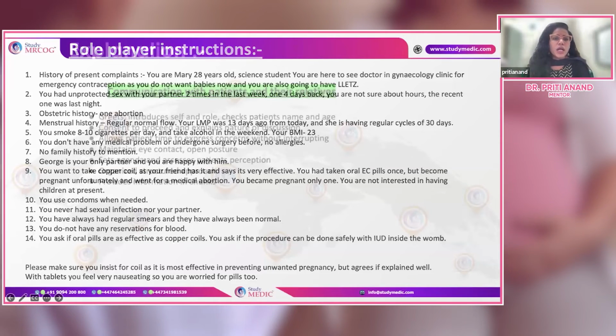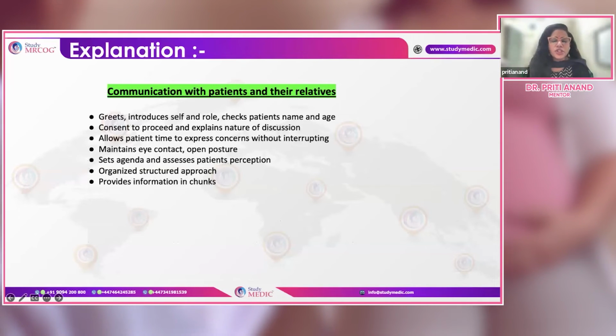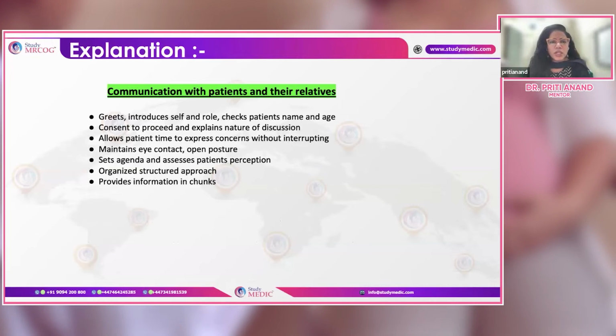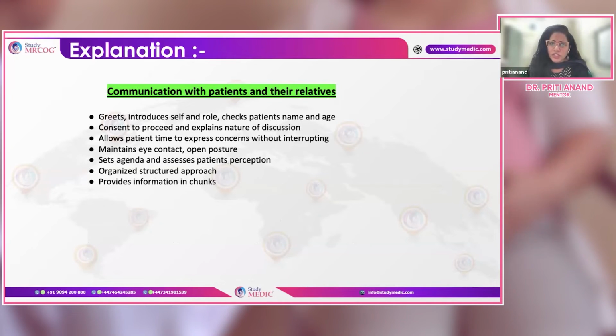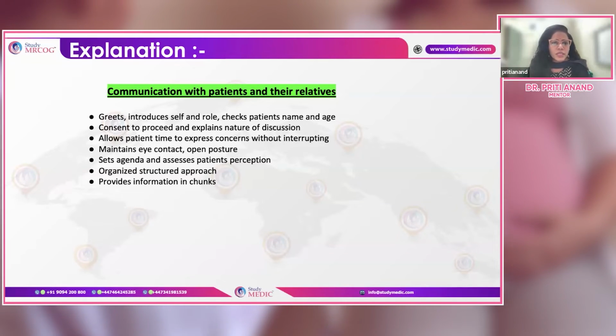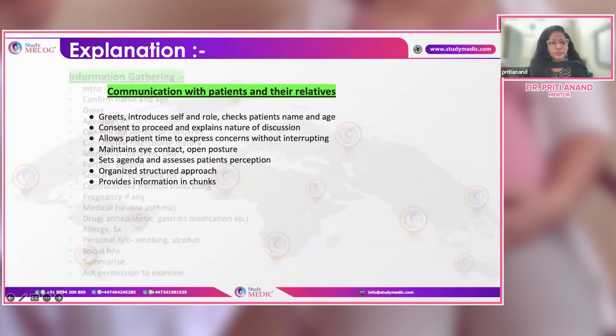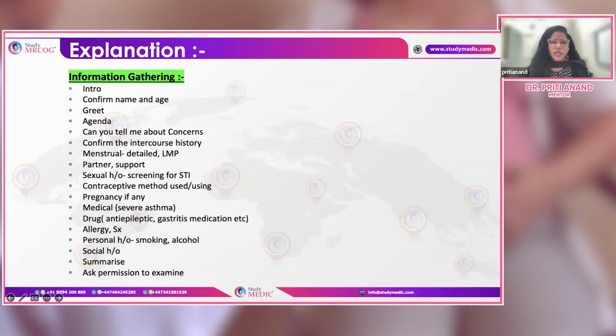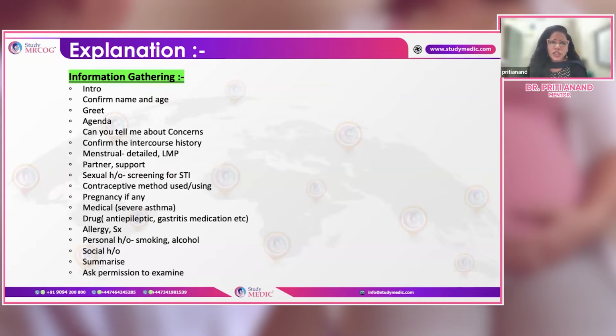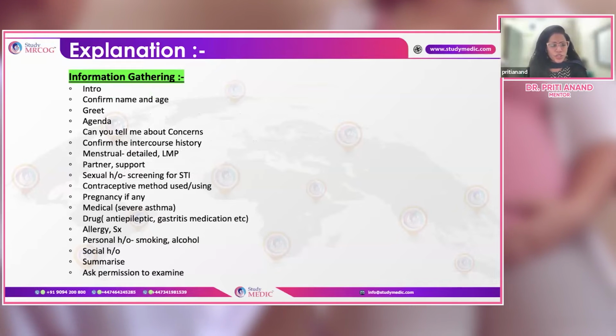Okay, let's see. Communication: greet, introduce yourself, check her name and age, consent to proceed and explain the nature of the discussion. Allow the patient to express her concerns without interrupting, maintain eye contact and good posture, set an agenda, assess the patient's perception, organize a structured approach, and provide information in chunks. Information gathering: once you have done the introduction, confirm the name and age, greet, set the agenda. First thing, can you tell me more about your concerns? So she'll tell you everything.